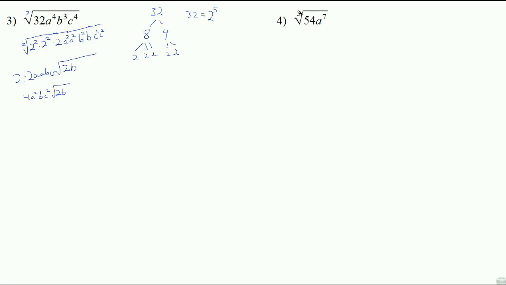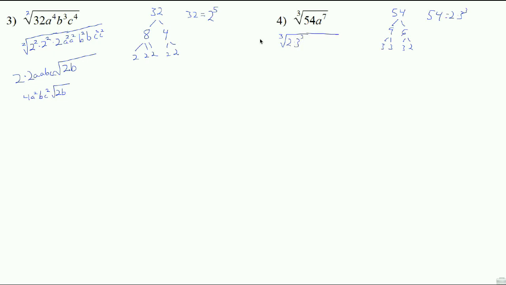Over here for number 4, we have a cubed root. So instead of splitting things into squareds, we're going to split them into cubes. So first, though, we want to simplify this 54. 54 is 9 times 6, and so we have a 3 times 3 and a 3 times 2. So 54 we see is 2 times 3 cubed. And so over here we're going to put cubed root. Don't forget to put the 3 up here. We have 2 times 3 cubed.